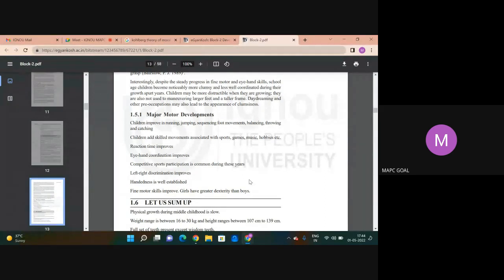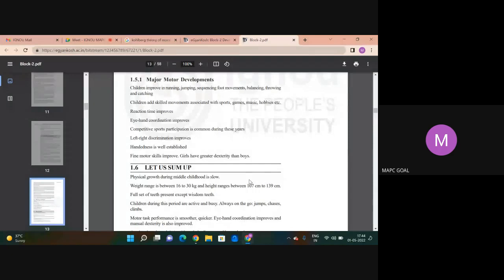Competitive sports participation is common these days. Left-right discrimination improves. Handedness: your right brain and your left brain, both hemispheres manage different activities, so that also improves your handedness. There are many children who are not able to write properly, with untidy handwriting. So all this is head and eye-hand coordination. So these are motor skills that have to be developed in the child.